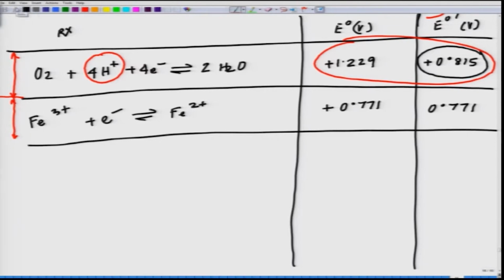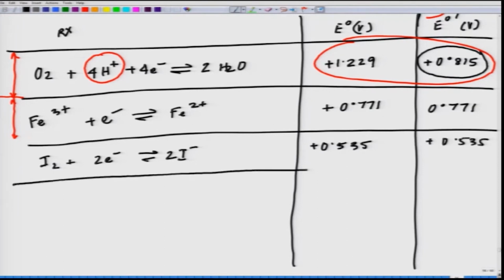So, say for example, let us take the case of iodine, I2 plus 2 electron making it 2I minus. And the E0 is positive 0.535, 0.535. Now, you realize it is similar to the ferrous ferric, ferric ferrous.